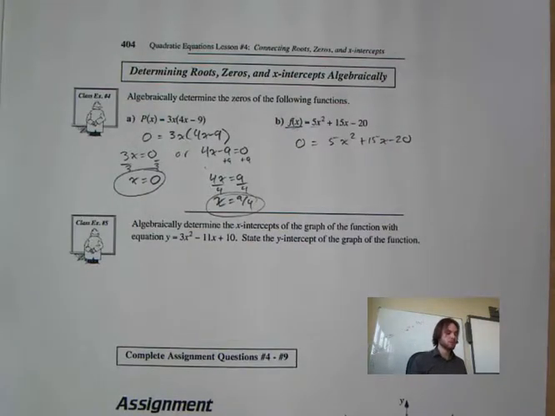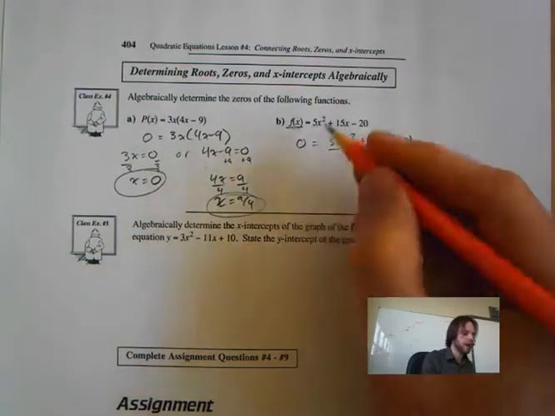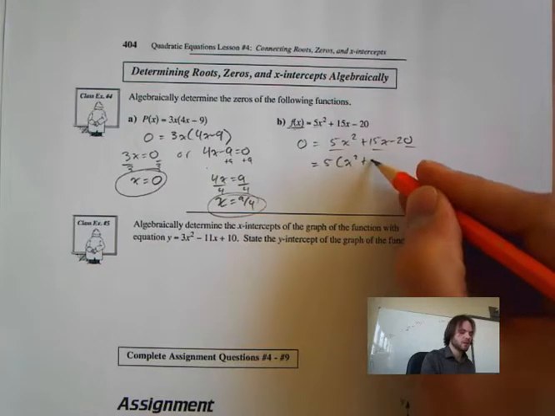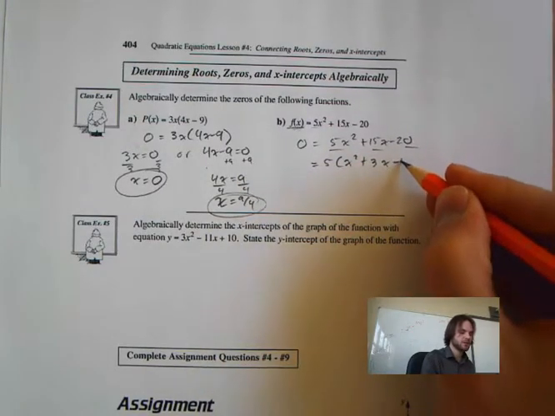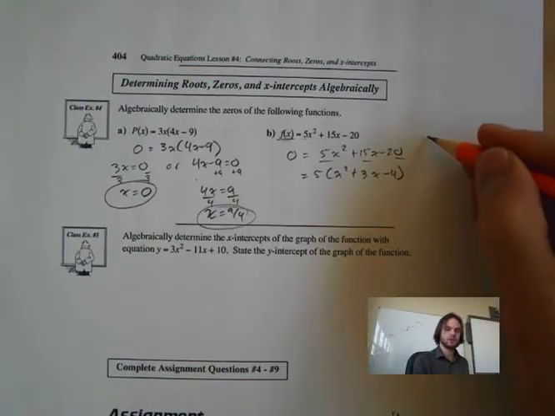So what must I do? First, see if there's anything that can divide all that. I look at that, I know 5 can. So I take out a 5. I'm left with x squared plus 3x, and then we have minus 4. Now, I can use my trusted box method to solve for this.